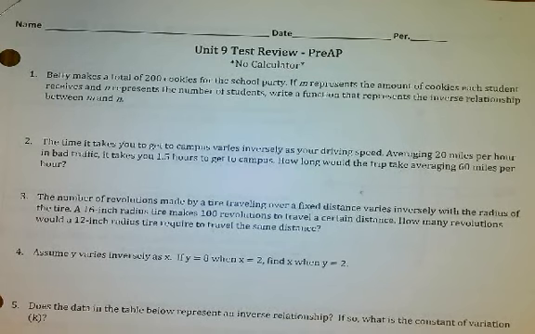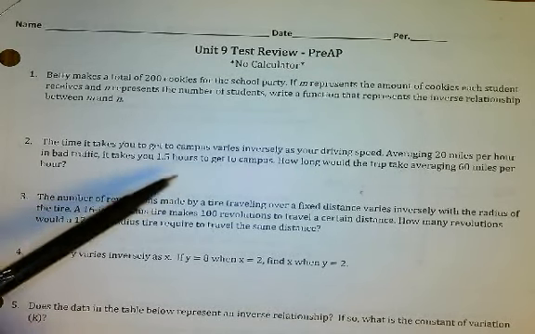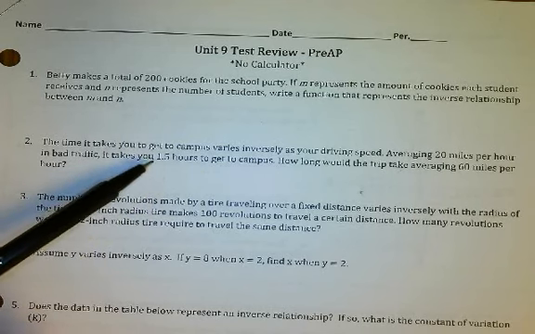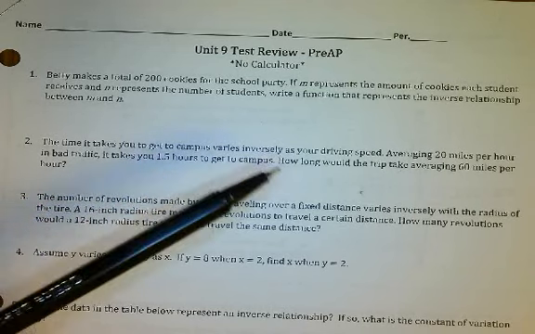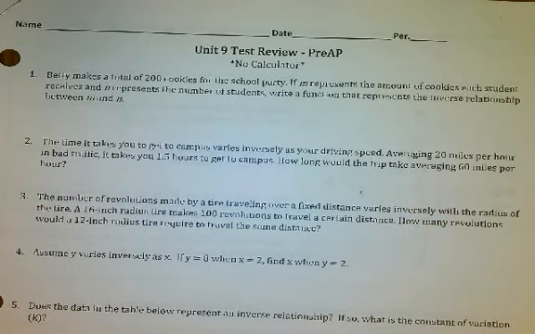The time it takes you to get to campus varies inversely as your driving speed. Averaging 20 miles per hour in bad traffic, it takes you 1.5 hours to get to campus. How long would the trip take averaging 60 miles per hour?